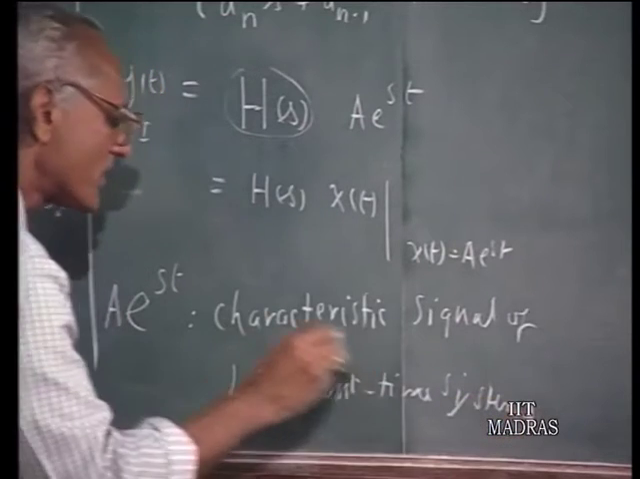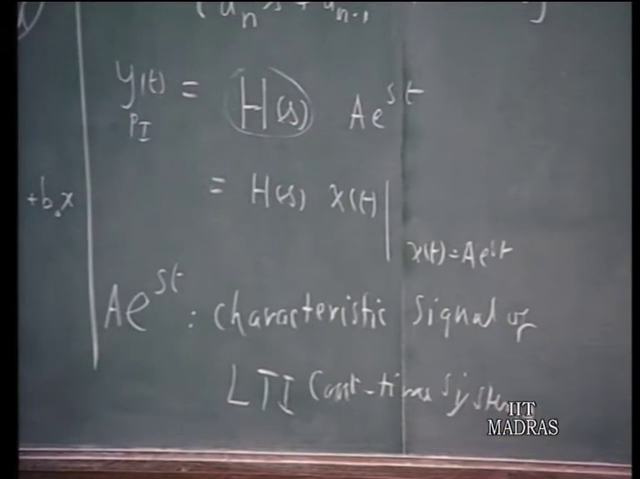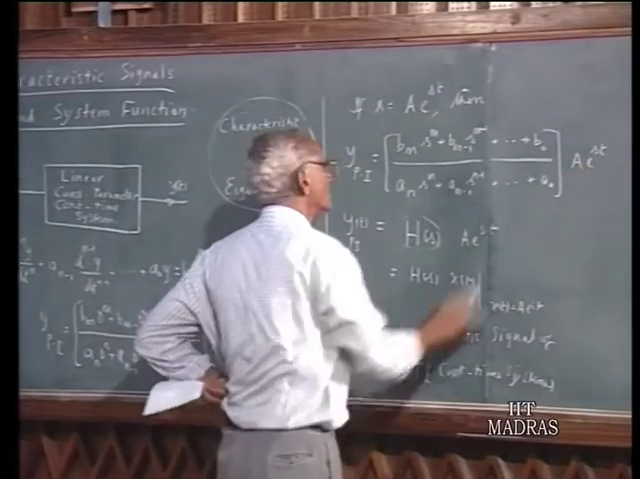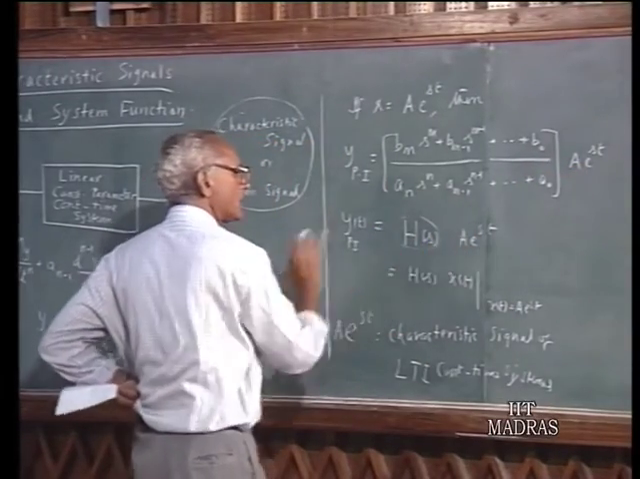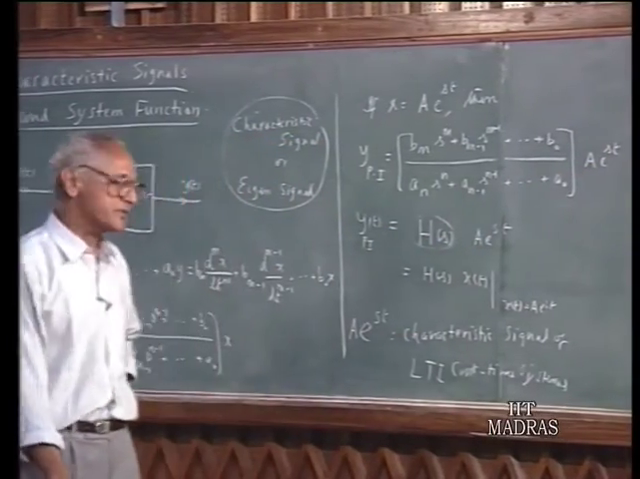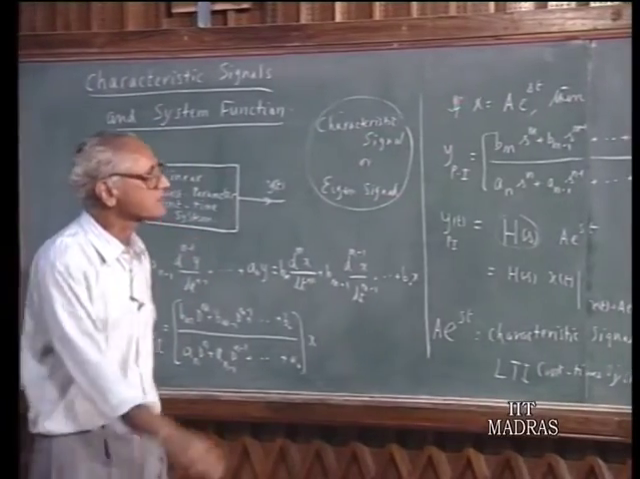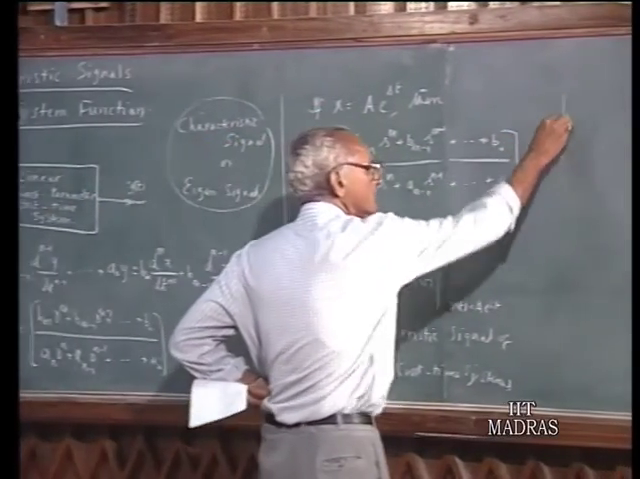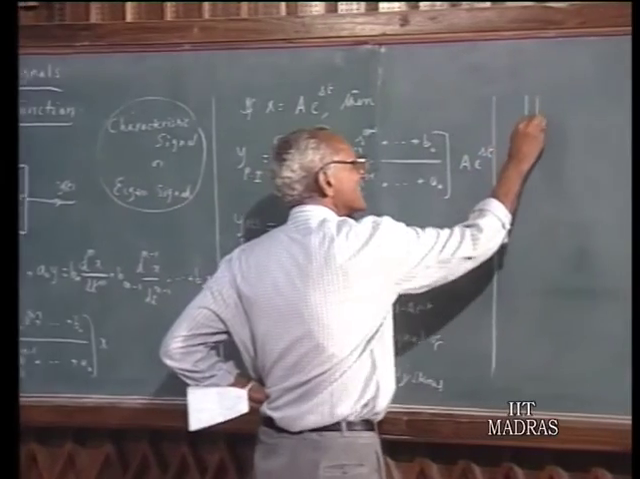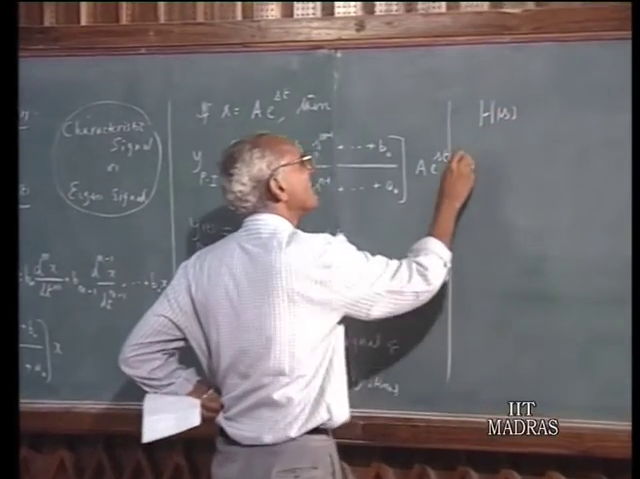This is a very important property. Any linear time invariant continuous time system will have this as characteristic signal, and therefore, if the input is in that form, the output is obtained by merely multiplying this by H of s, where H of s is a kind of proportionality factor. And this H of s is called the system function.